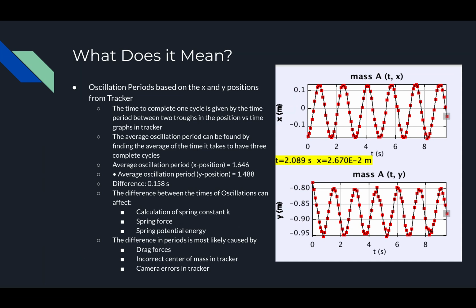The difference in times of oscillations can affect the spring constant k, which can therefore affect the spring force and spring potential energy. And the difference in periods is most likely caused by drag forces, incorrect center of mass in Tracker, or camera errors in Tracker.